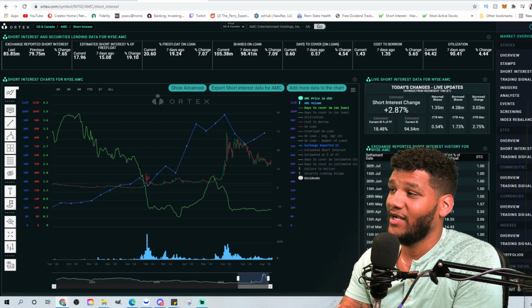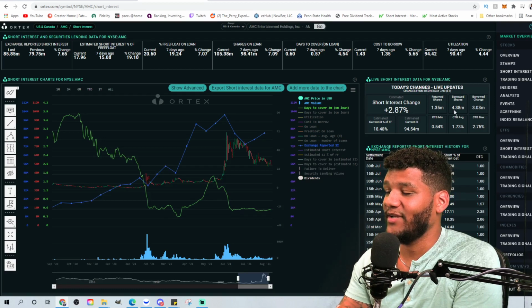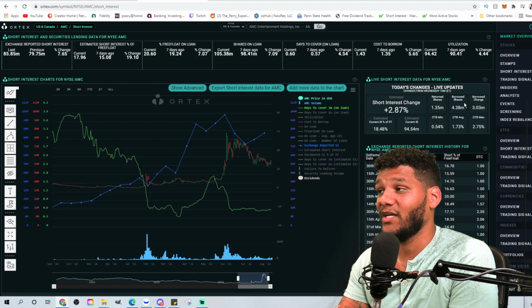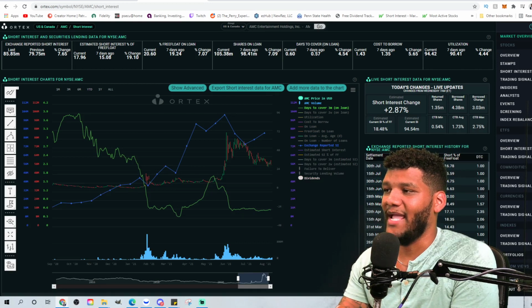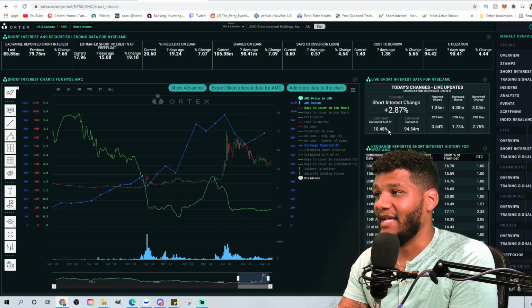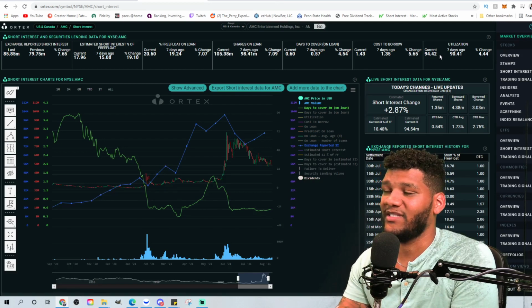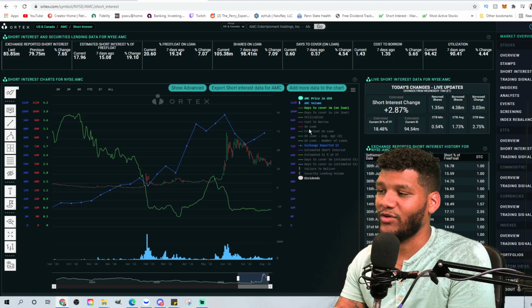Looking at the borrowed shares, 4.38 million shares. Remember, this doesn't mean that it was shorted shares, even though it is still high compared to the return shares. They have 18.48% short interest to free float. You're looking at the shares on loan at 105.38 million and the utilization at 94.42.